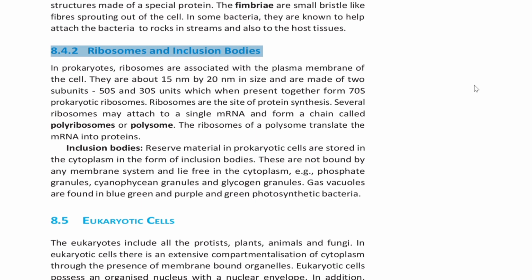Inclusion bodies. Reserve material in prokaryotic cells is stored in the cytoplasm in the form of inclusion bodies. These are not bound by any membrane system and lie free in the cytoplasm. For example, phosphate granules, cyanophycean granules, and glycogen granules. Gas vacuoles are found in blue-green and purple and green photosynthetic bacteria.